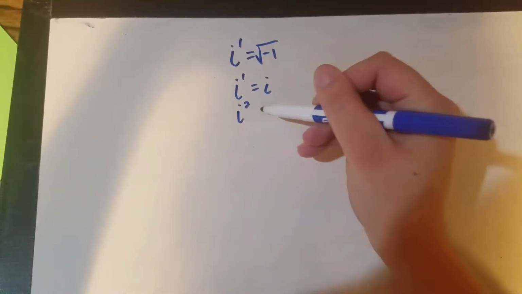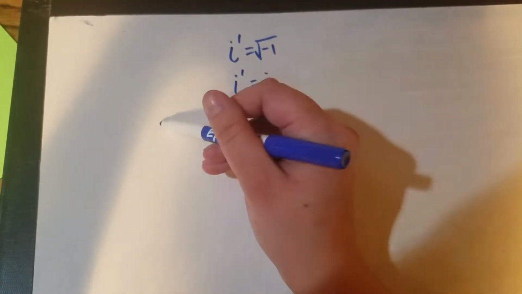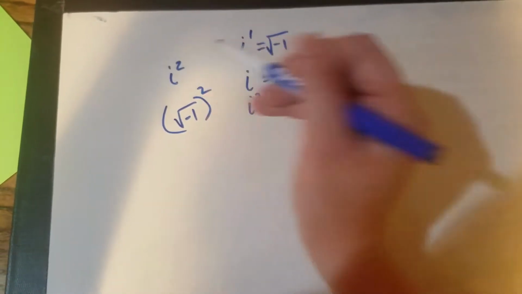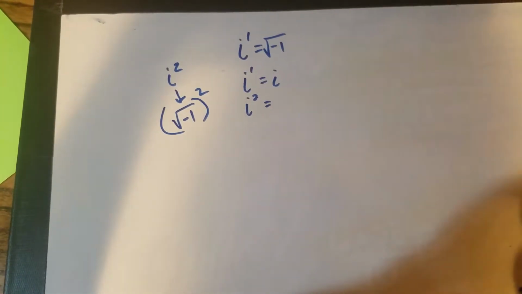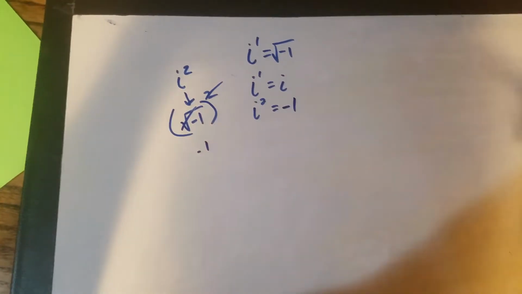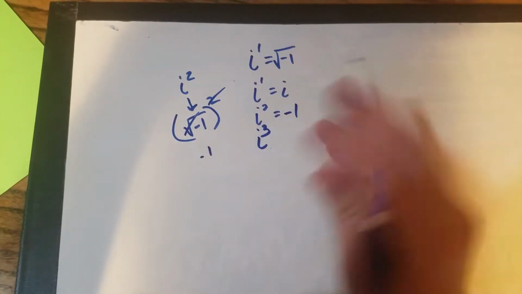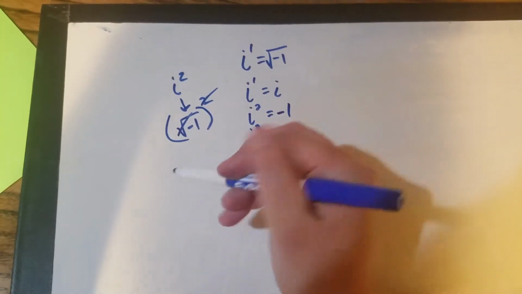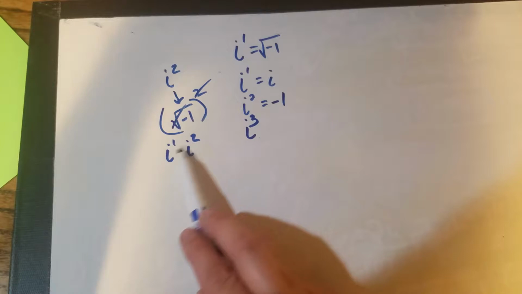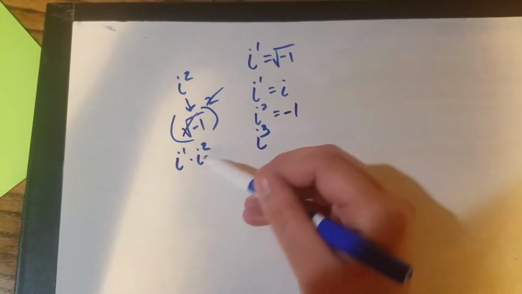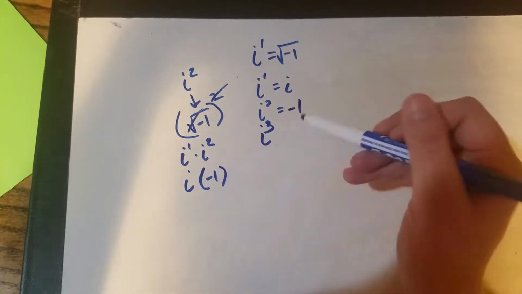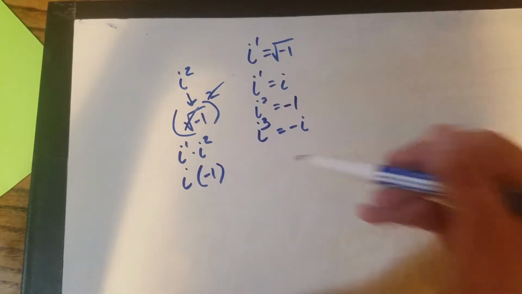I squared, the way we get that is the square root of -1, which is i squared. Okay, so for i squared, I just replaced the square root of -1. The square root and square cancel, leaving us with -1. I cubed, we can take it as i to the first times i squared. You're looking to add to get the exponents to equal. So i to the first we know is i, and i squared is -1, leaving us with -i.